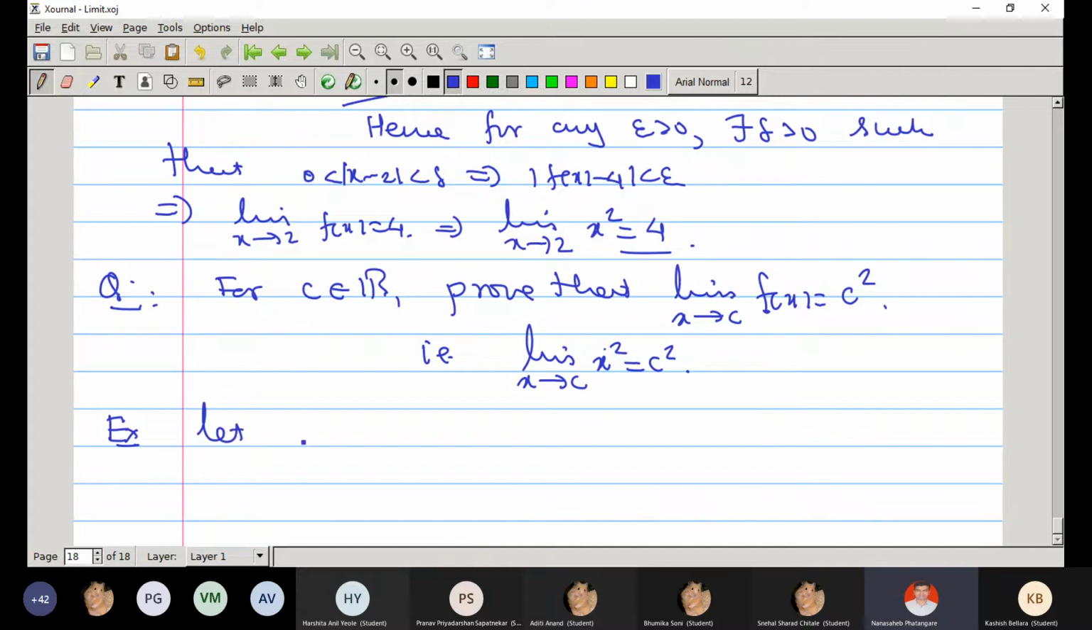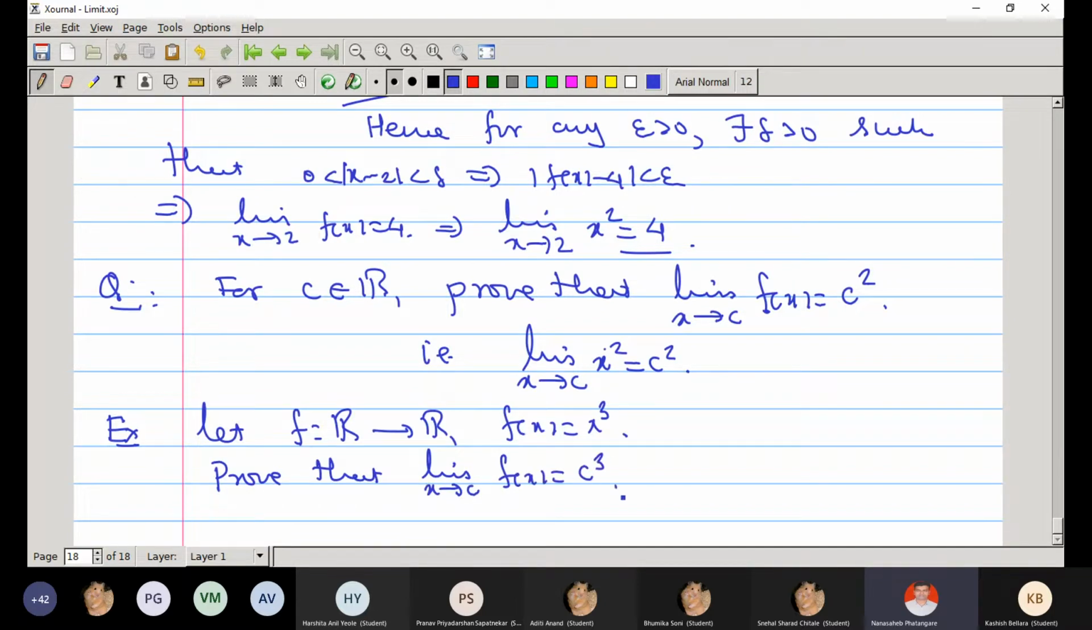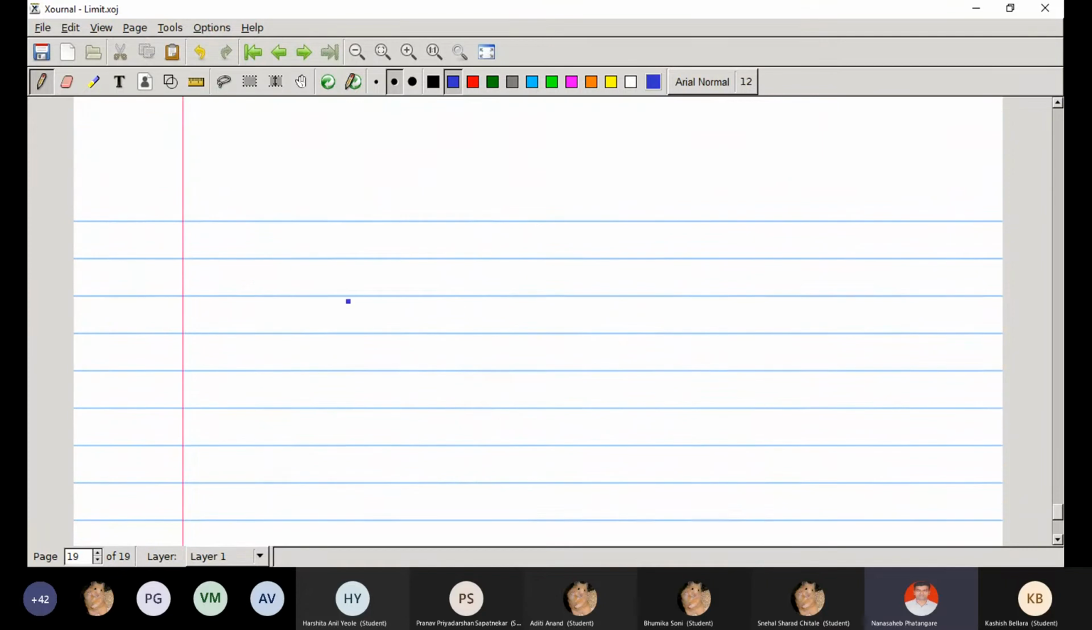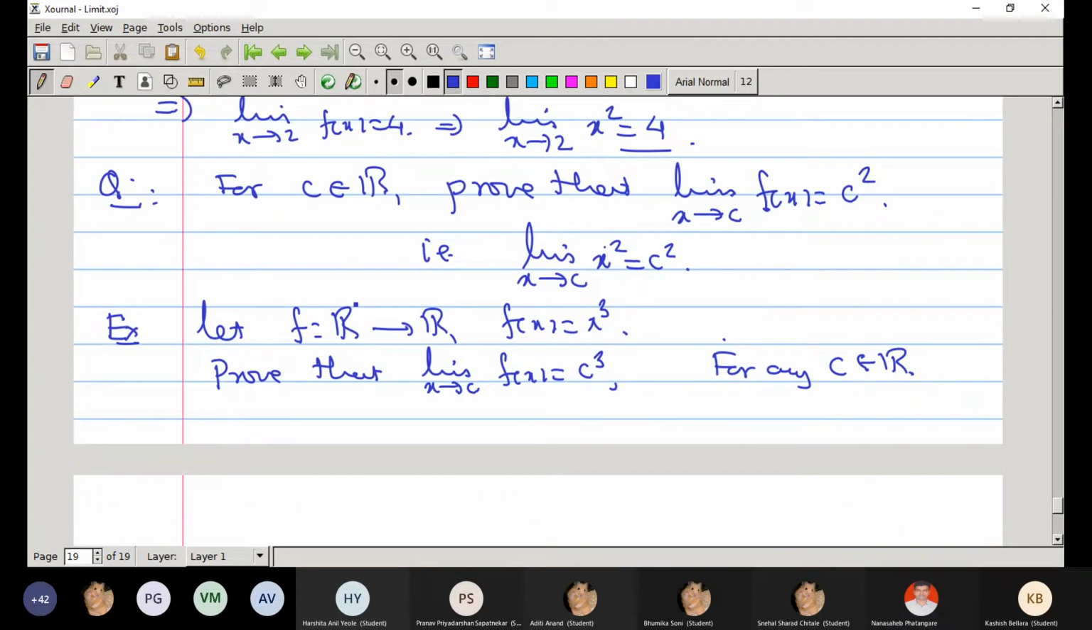So let f be a function from R to R, f of x is equal to x cube. Right, now prove that the limit as x tends to C of f of x is equal to C cube for every C belonging to R. So similarly you should be able to prove this. Not really difficult, right?